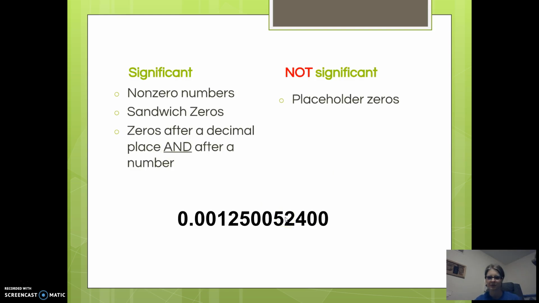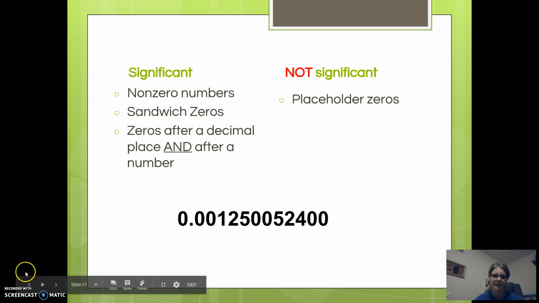So taking a look at it, to repeat it, any non-zero number, like 1, 2, 3, 4, 5, is a sig fig. Any sandwich zeros are significant, and any zeros after a decimal place and after a number is a sig fig, but our placeholders are not.